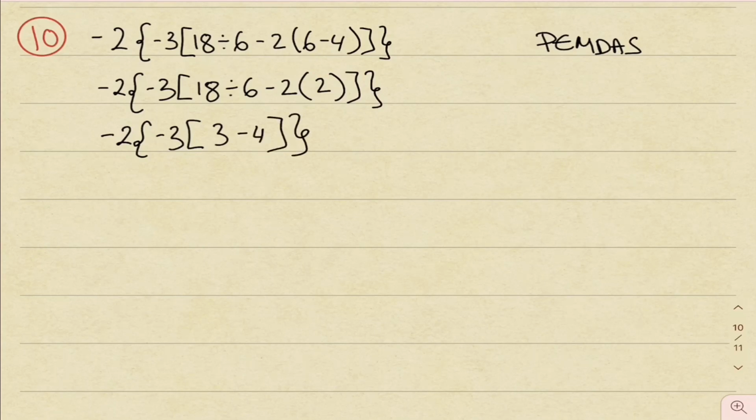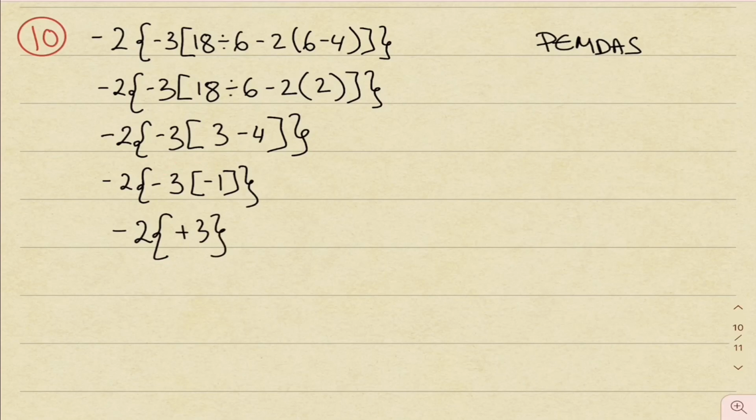Now again, I'm going to work inside of these brackets. So I have negative 2 times negative 3. Now inside of the brackets, I have 3 minus 4, which is negative 1. Now I see that I only have these braces over here. Now I'm going to work inside of these braces. So I'm going to rewrite negative 2 times. Now I have negative 3 times negative 1. Negative 3 times negative 1 is positive 3. And now the last step is negative 2 times positive 3. Negative 2 times positive 3 is negative 6. So the answer is negative 6.